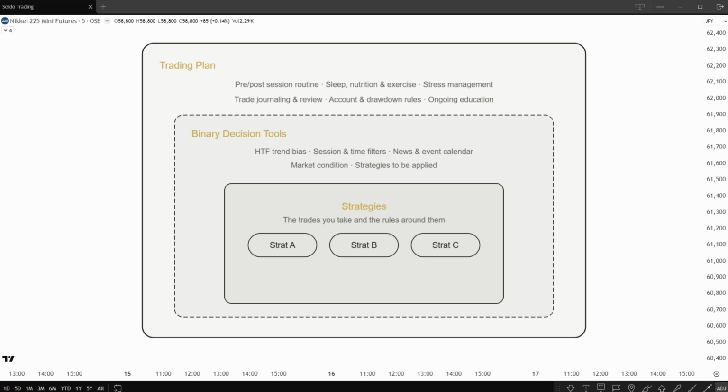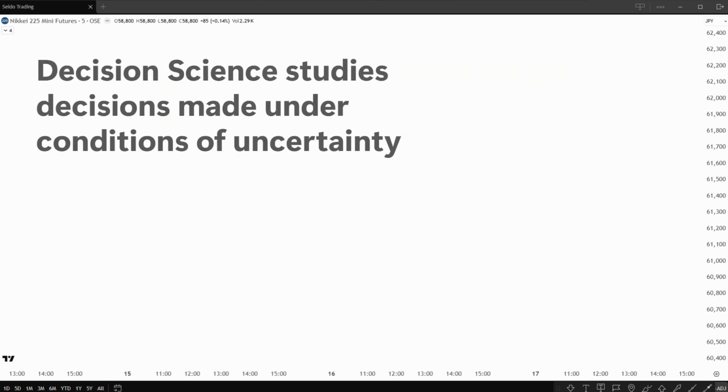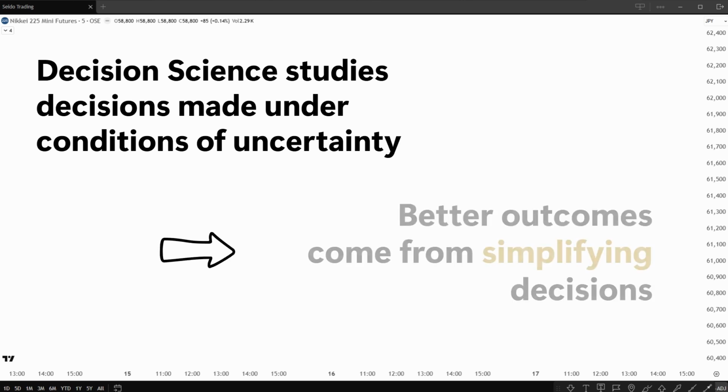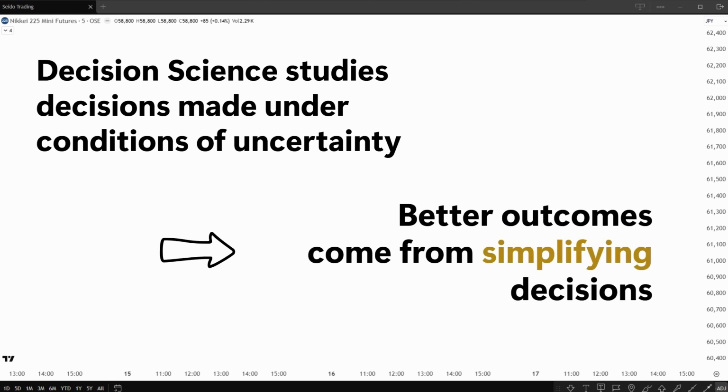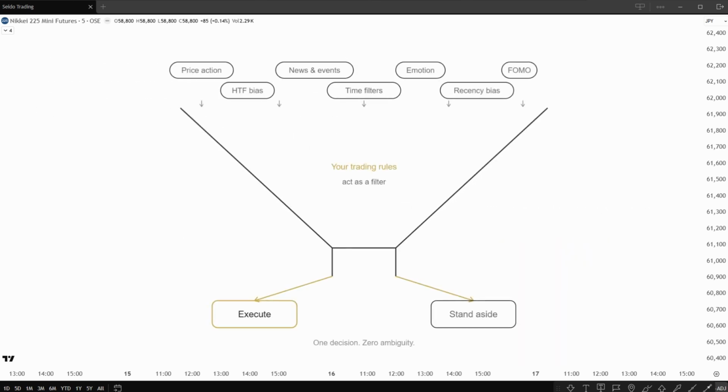There's a whole field of science that studies exactly this. It's called decision science and looks at how people make choices under uncertainty. And it consistently finds that simplifying information leads to better outcomes. Trading's no exception. The objective is not to predict the market. Certainty does not exist in trading. The objective is to reduce any internal conflict so that you can execute consistently, so that the results that you proved in testing become results you can replicate in live markets.